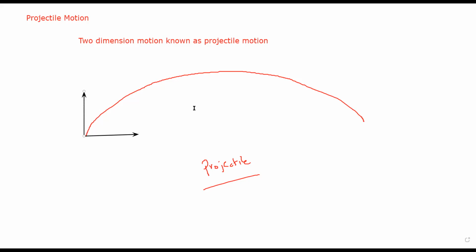What are our assumptions? We assume air resistance does not affect this motion. This is our assumption. And the acceleration is due to gravity. So when we say air resistance does not affect the motion, what is the meaning? It means the horizontal component remains the same.